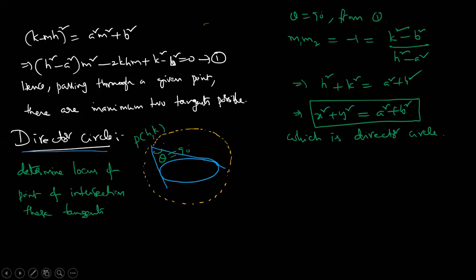Definition. What is the definition of director circle? Anyone? The locus of the point of intersection of two perpendicular tangents drawn to the ellipse is a director circle. Keep this in mind, dear students.